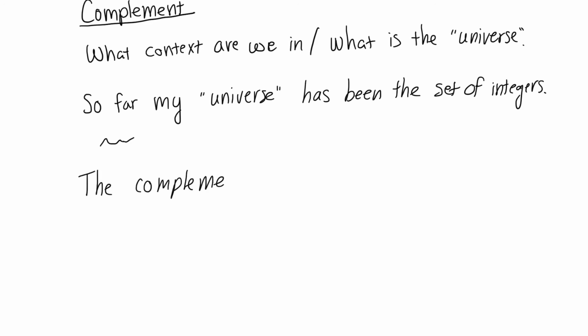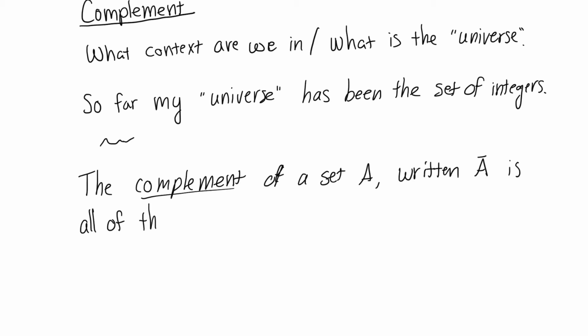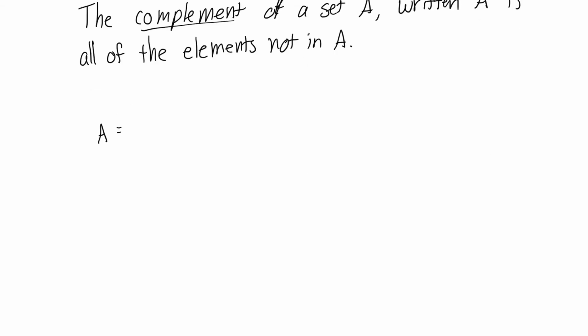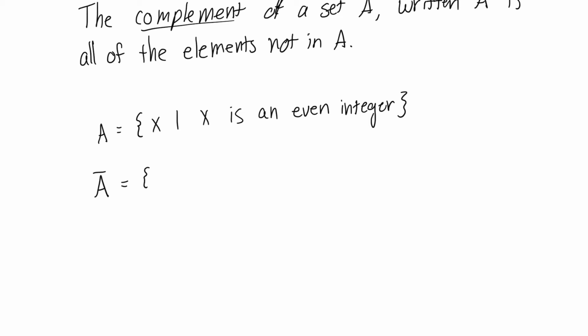The complement of a set A, written A with a line over it, or A bar, is all of the elements that are not in A. For example, let us have A equal the set of all x such that x is an even integer. Then, if we wanted to determine what A complement is, we want everything that's not an even integer, so the things that are not even integers are odd integers. So A complement is the set of all x such that x is an odd integer.